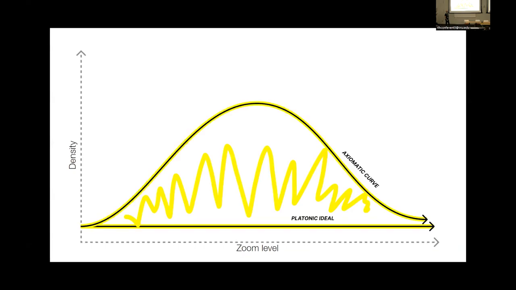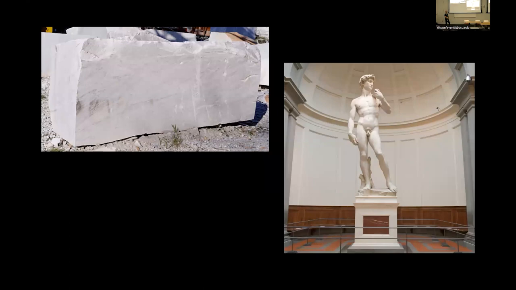So we take these two things, the axiomatic curve of tile sizes and the platonic ideal of tile sizes. There's all the stuff in the middle that we want to cut out, we want to remove, because that's all data that's being transferred over the network that we don't need to transfer. It's almost like cartography is sculpture. The tiles are this huge block of marble, and we want to get to Michelangelo's David here. So we're going to chip away what we don't need.